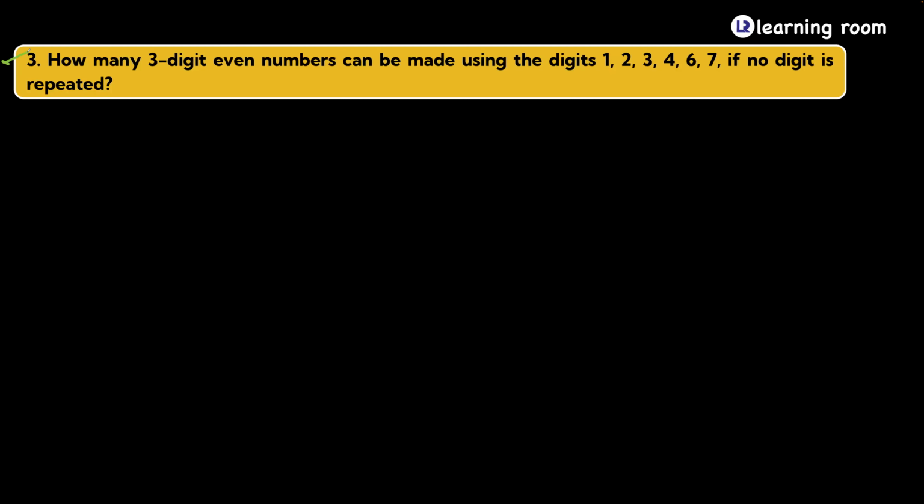The third question is, how many three-digit even numbers can be made using the digits 1, 2, 3, 4, 6, 7 if no digit is repeated? So what are the ways in which you can fill the unit space? You can put 2, 4 or 6. So you can fill this in three ways, not 3 factorial. It is three ways, only three ways.